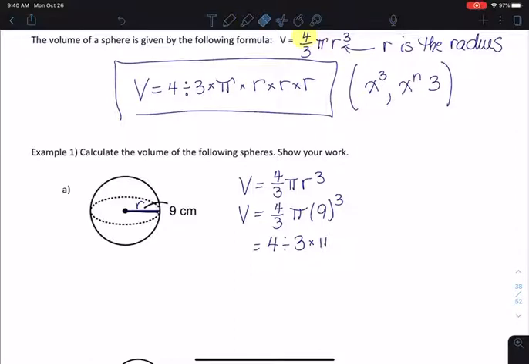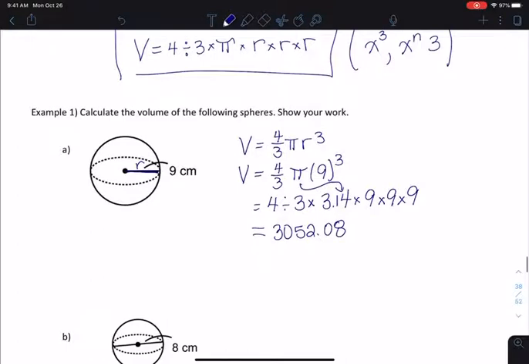And you're like, what's pi? Well, let's narrow that down a little bit. Let's type it in as 3.14, because pi is approximately 3.14, times 9 times 9 times 9. You just have to count how many times you type in 9. So try that in your calculator: 4 divided by 3 times 3.14 times 9 times 9 times 9. And you should get a pretty big number, 3,052.08. Now in all the homework and all the quizzes, I'm asking you to round to 1 decimal place.